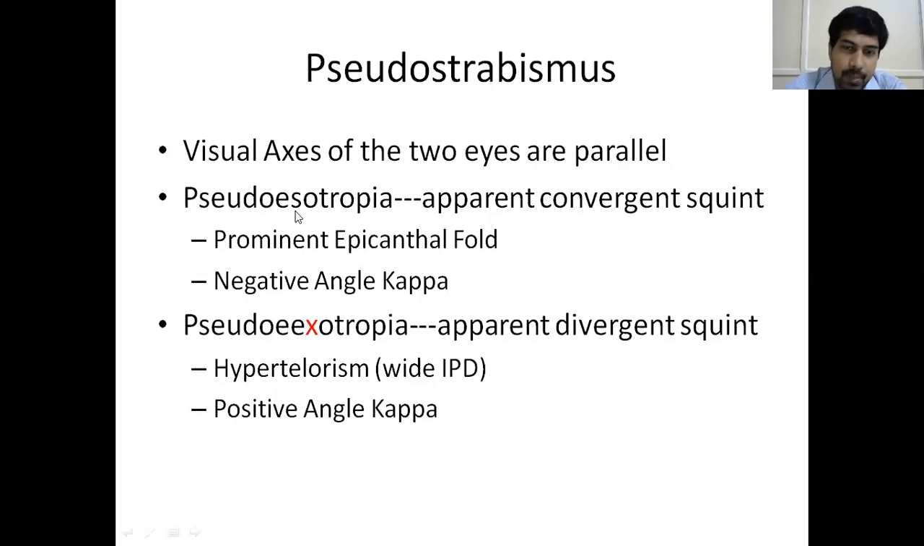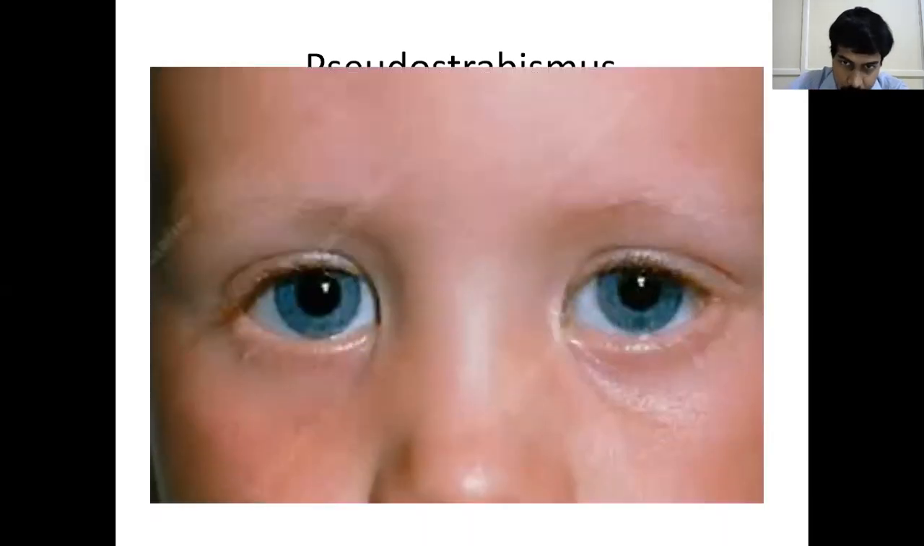So what is this prominent epicanthal fold? We will see. Here you see, this is a child. Actually both eyes are straight, but it appears as if the right eye is slightly deviated inwards. So this is a photograph of a child with pseudo-esotropia. The right eye looks as if it is deviated inside. It is because of this, known as the epicanthal fold: extra skin present on the medial aspect of the eye. Here it is more prominent; here it is less prominent on the left side.